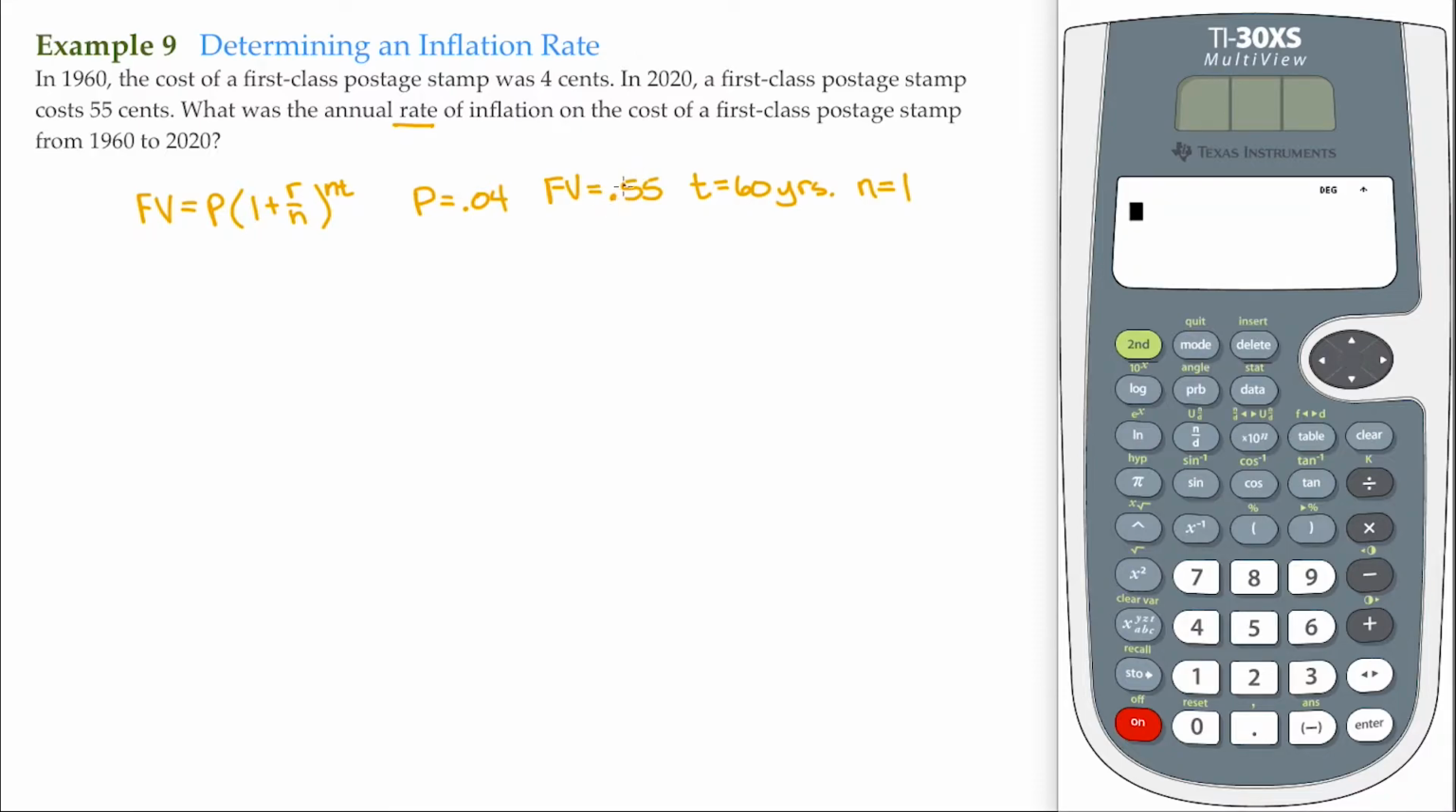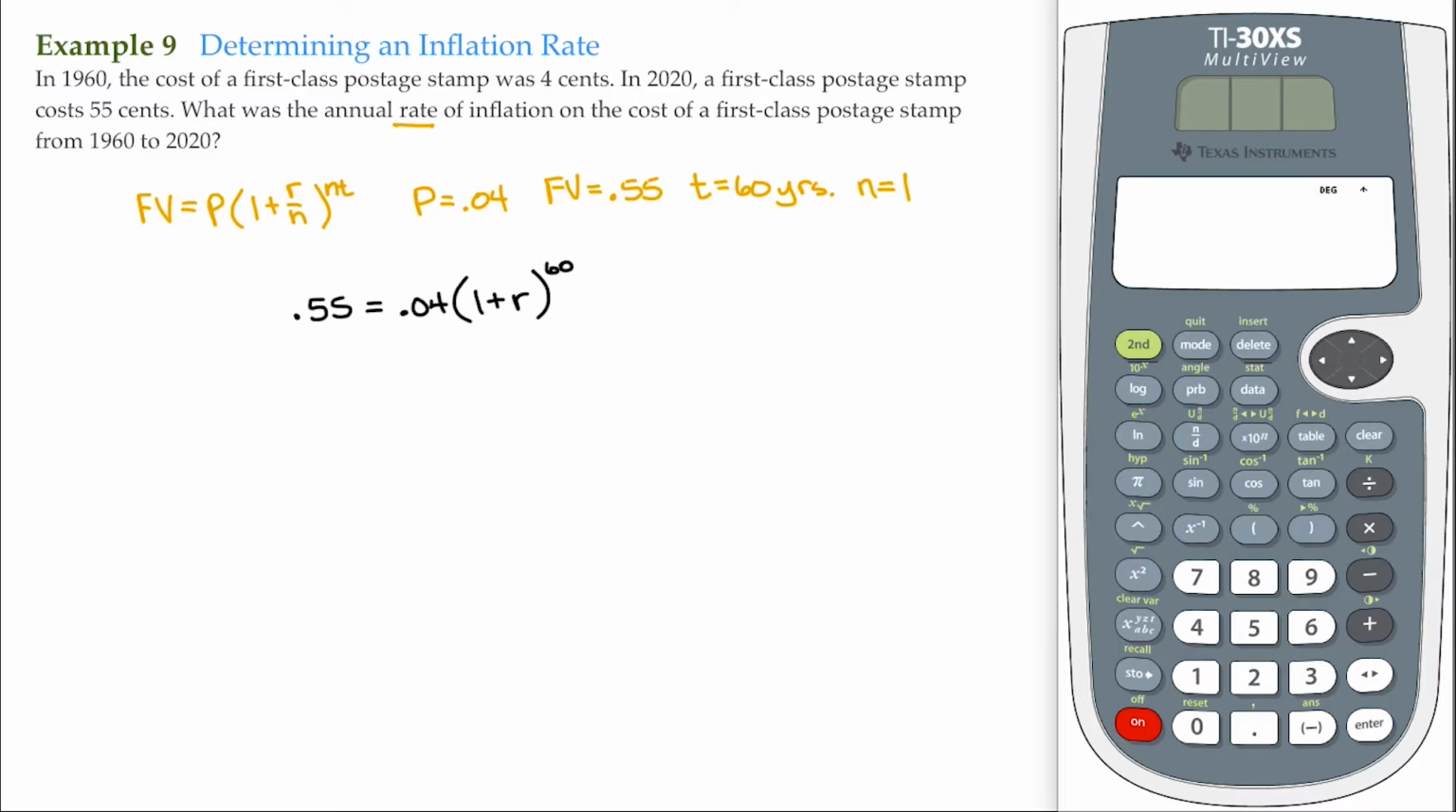So now we have our future value, 55 cents. That's going to be equal to our principal, that's 0.04, times 1 plus R, that's what we're looking for. But look at this, R divided by N, and N is 1. So R divided by 1 is just plain old R. So I'm just going to write it like that. And we'll close it off. Then N, that's 1. We multiply that to T, that's 60, so we'll raise this to 60 years.